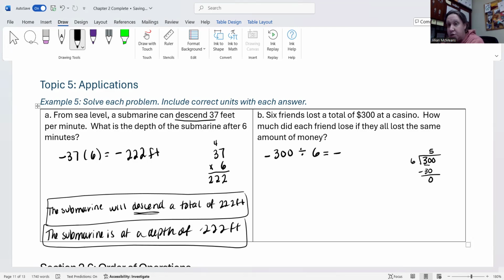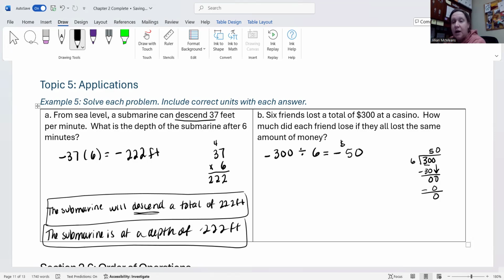And remember, once you subtract and bring a digit down, you have to put something in the quotient. So 6 won't go into 0, but we can't just skip this. We have to say 6 goes into 0 0 times. 0 times 6 is 0, and we get our 0 remainder. So we would say each friend lost $50. Okay, so that's our final answer.